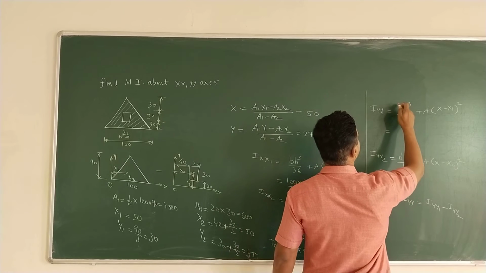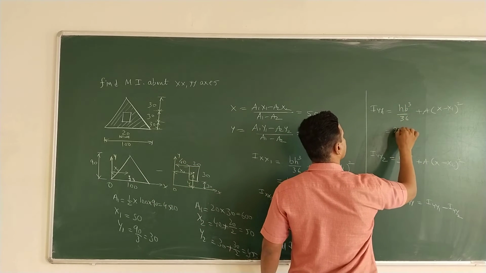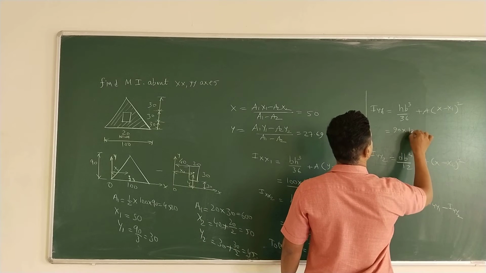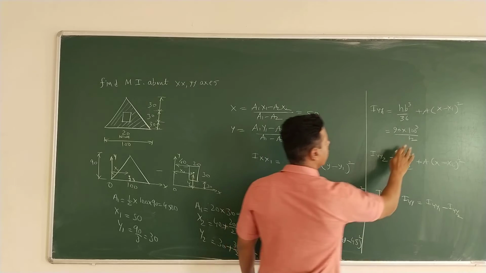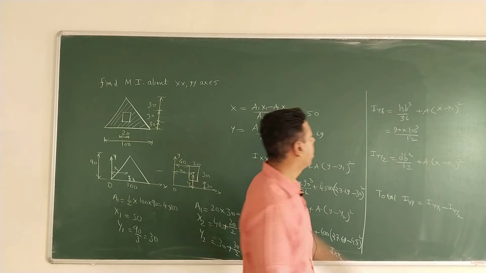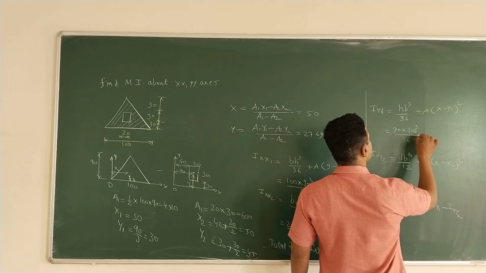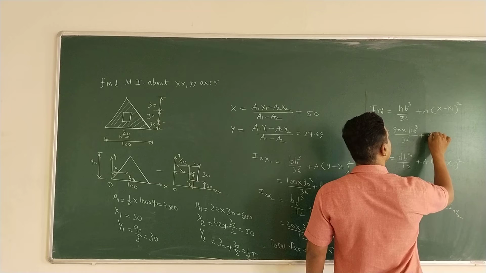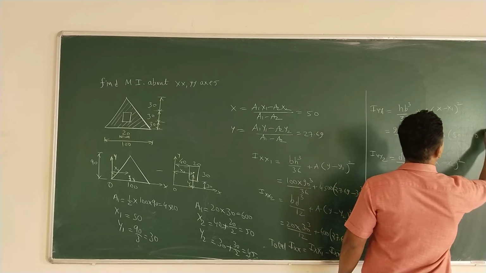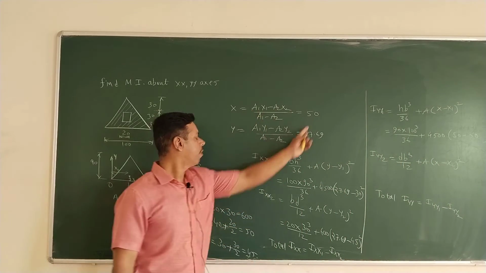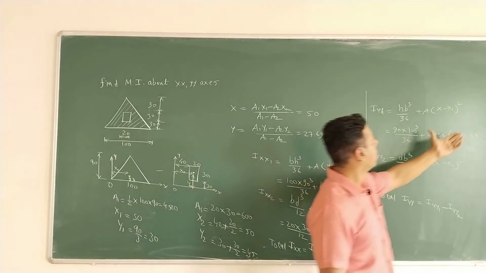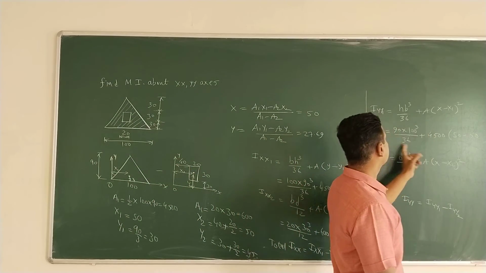And for y, height is 90 into base is 100. So you have to just interchange the values. 100 into 90 cube, here 90 into 100 cube by 36. Okay, and area is 4500 in the bracket. Now x is 50 and x1 is also 50. Just check, x is 50 and x1 is also 50. So what will happen? This value becomes 0. So you have to find only this.